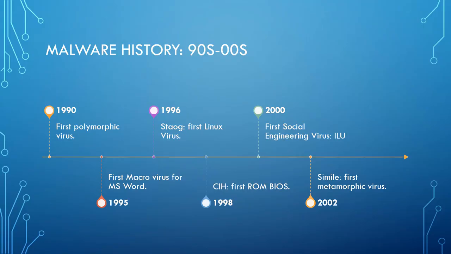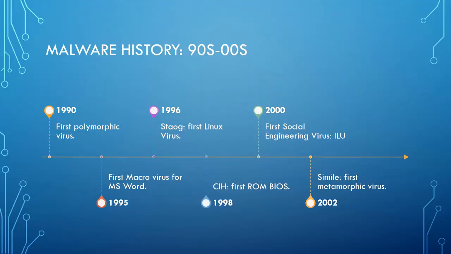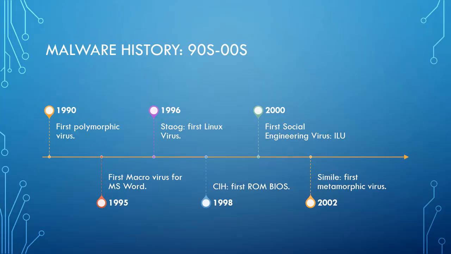But in the 90s is when they started with the concealment strategies. Is when they started with polymorphism in 1990, with metamorphism a bit later, in 2002. We also have macros in Microsoft Word that were acting as viruses in 1995. That was actually quite recent for the history of Microsoft Word, because it was more or less when it was released and it became popular. You also have the first malware in Linux, which was in 96. And actually, Linux was released in 1991. So you can imagine how fast people start creating malware.